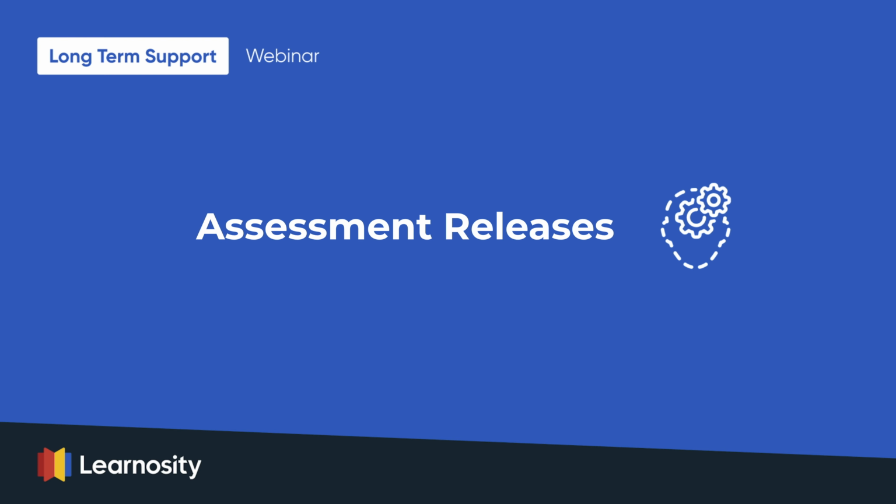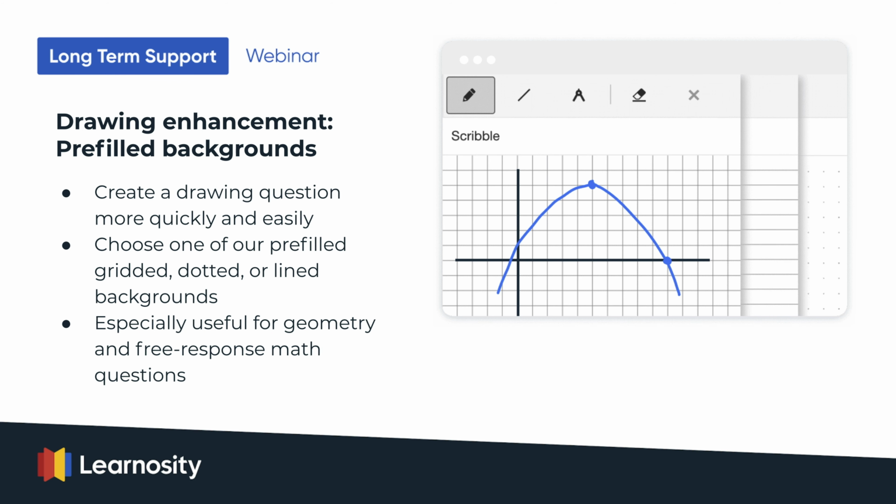Firstly, let's give you a closer look at our assessment release. As I mentioned, the drawing question type has had a slew of updates. Before, you always had to upload your own image for the background of the drawing canvas, and that's still an option of course, but now you can select one of our pre-filled backgrounds. This allows you to create a drawing question more quickly and easily for things that might be common tasks. You can choose from pre-filled gridded, dotted or lined backgrounds, and we think those backgrounds are useful for geometry and other free response style math questions.